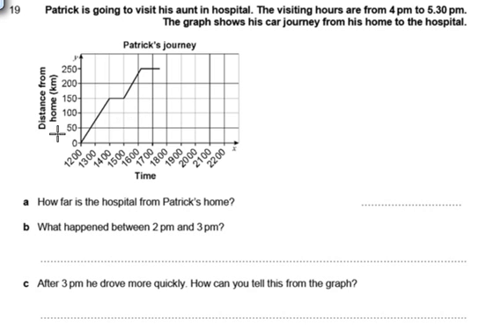So we have a distance time graph, distance on the y-axis, time on the x-axis. How far is the hospital from Patrick's home? So Patrick sets off. We can see distance on the y-axis. When he eventually gets to the hospital, the total distance that Patrick has travelled when he gets to the hospital is 250 kilometers.